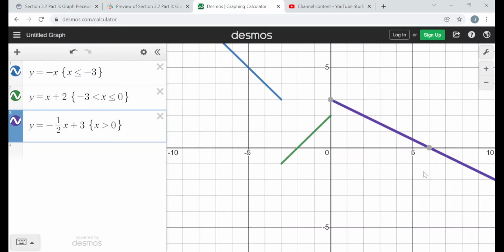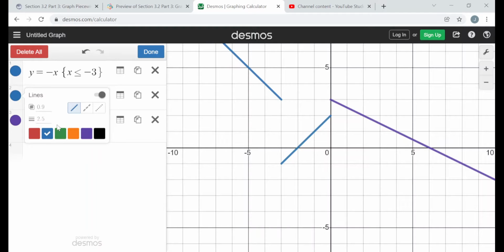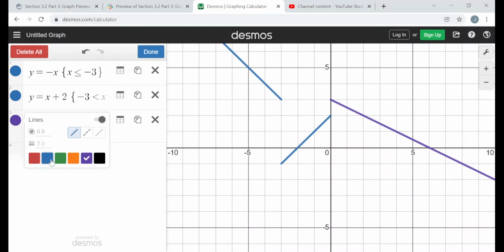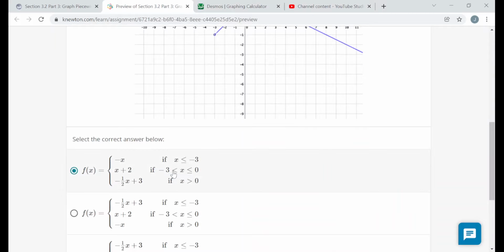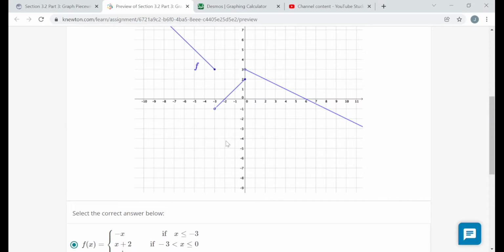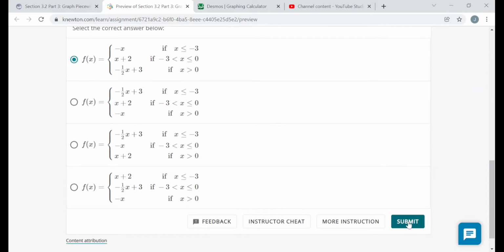Right. And if you want, you can change them all to be the same color, because they are technically part of the same graph here. And there we go. All right, now they're all blue. Right. And this looks exactly like what we had. Right. So we got lucky for this first one. Right. The graph of this first function is the graph that they gave us.